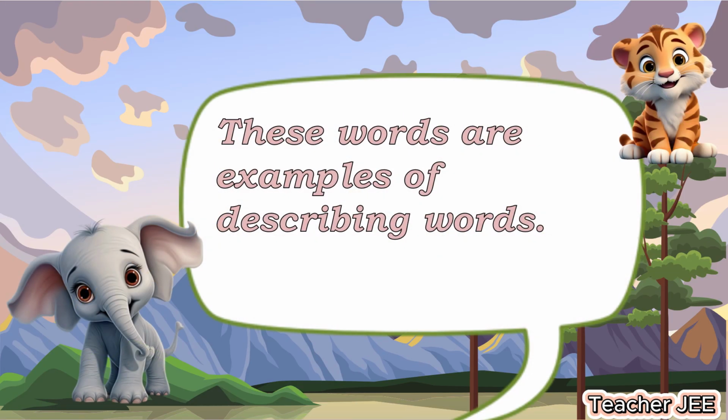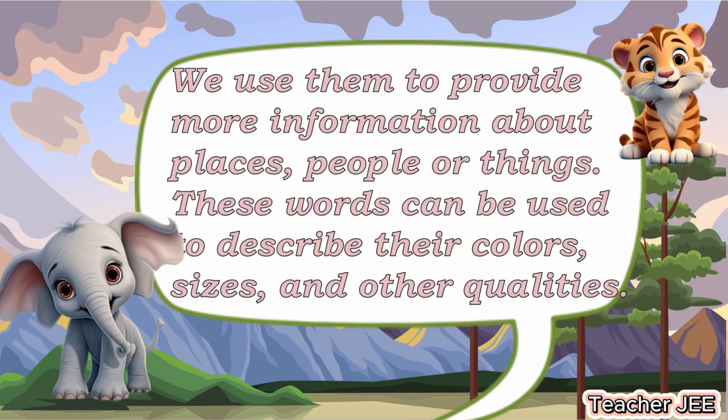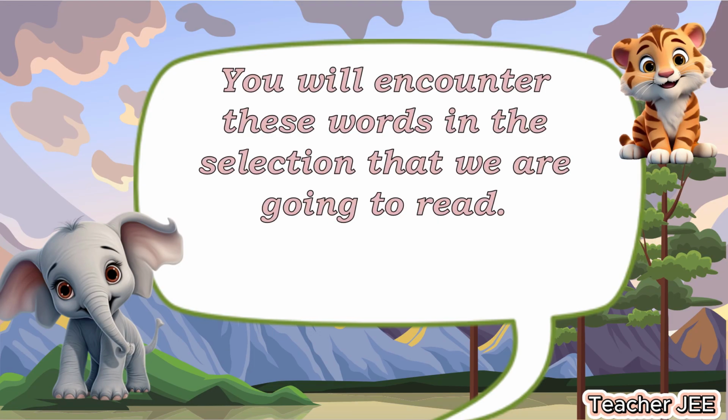These words are examples of describing words. We use them to provide more information about places, people, or things. These words can be used to describe their colors, sizes, and other qualities. You will encounter these words in the selections that we are going to read.